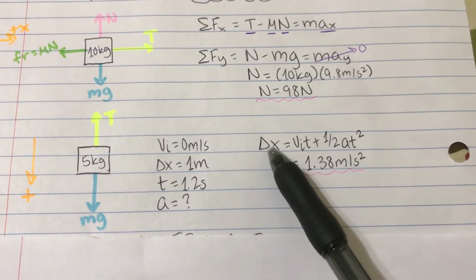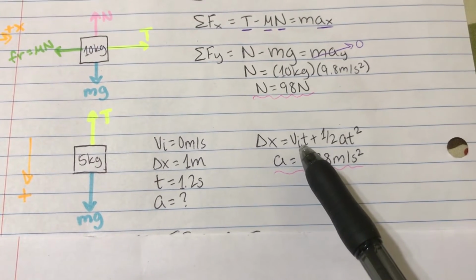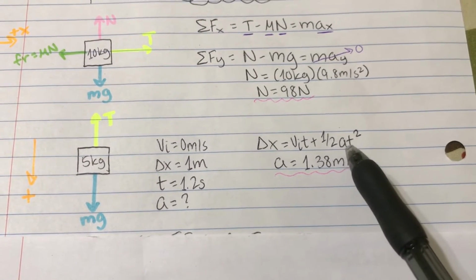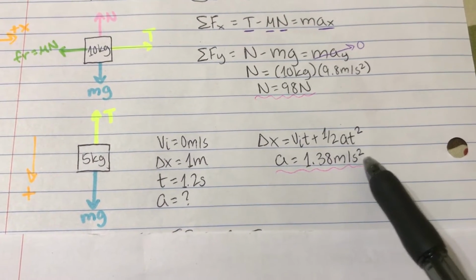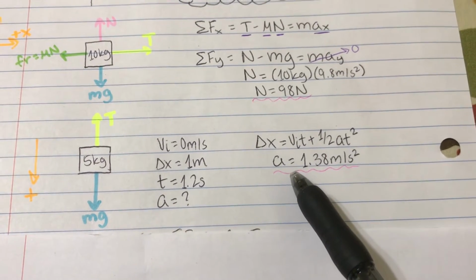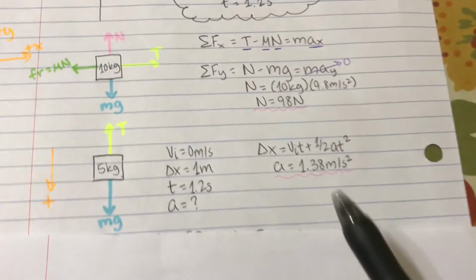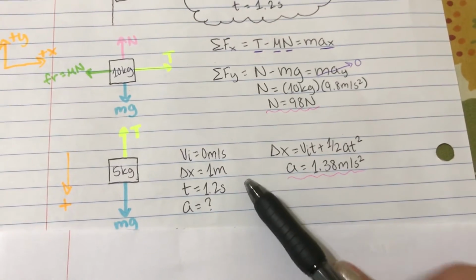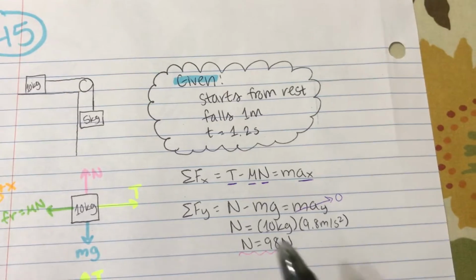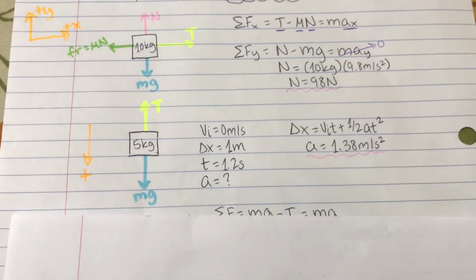When we plug it all in, we get 1 meter equals 0 meters per second times 1.2 seconds plus 1/2 times acceleration, which we're trying to solve for, times 1.2 seconds squared. All of that, when we simplify and solve the equation, we get that acceleration is 1.38 meters per second squared. Now, we have normal force and acceleration. We just need to find tension so that our equation can be complete and so that we can solve for it.